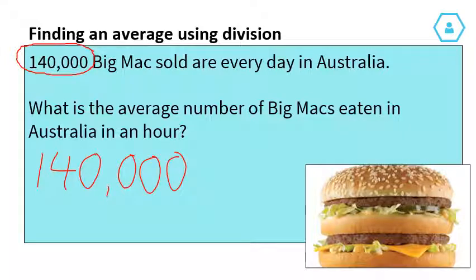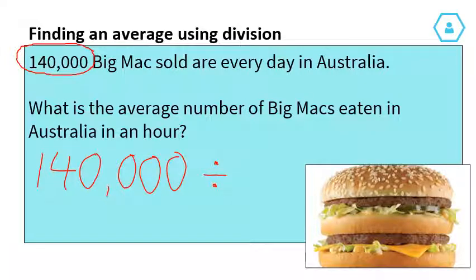Now, usually you wouldn't put a comma there. That's just kind of my old school approach there. It makes it easier for me, but yeah, it's not really good practice these days. And what is the average number of Big Macs eaten in an hour?